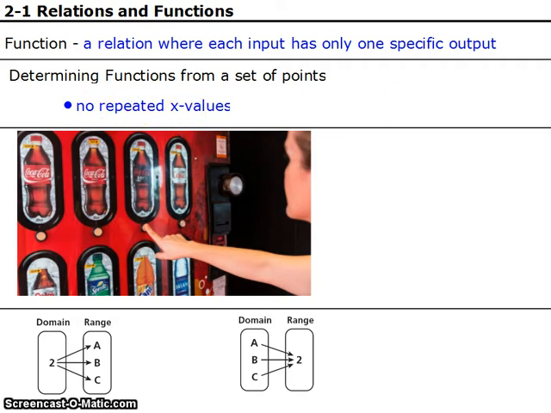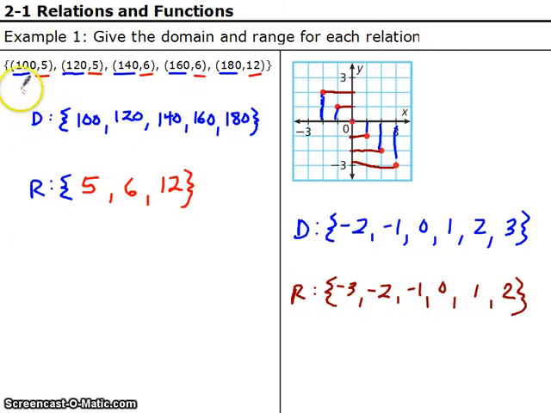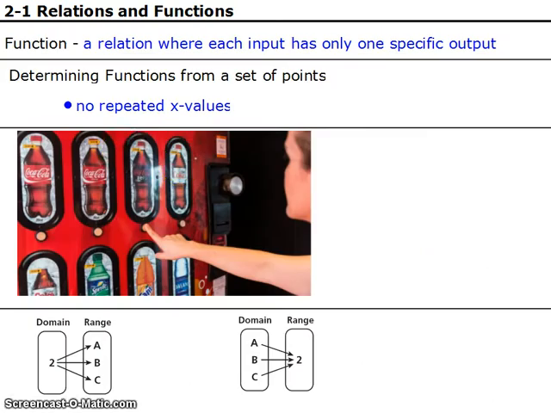So for instance, if we go back to this page, see how all of our x values were different? This would be considered a function. Now there were repeated y values, but that's okay. You're allowed to have repeated y values. Just no repeated x values. That's what makes it a function.